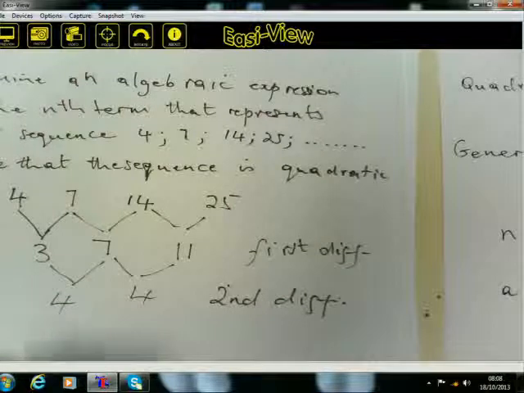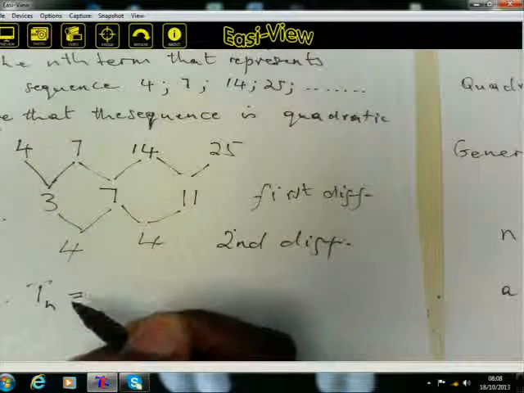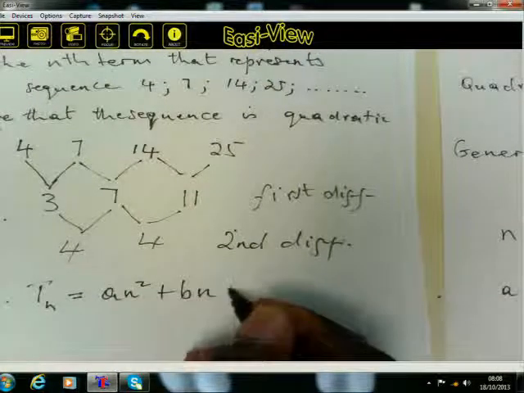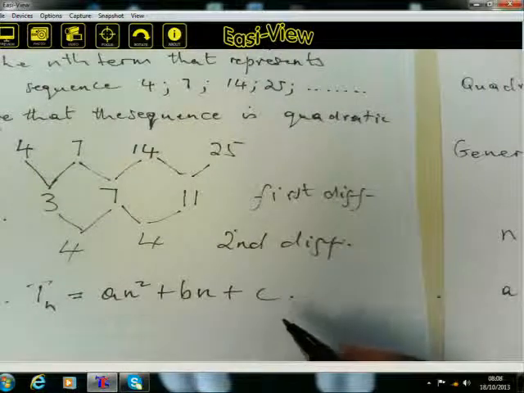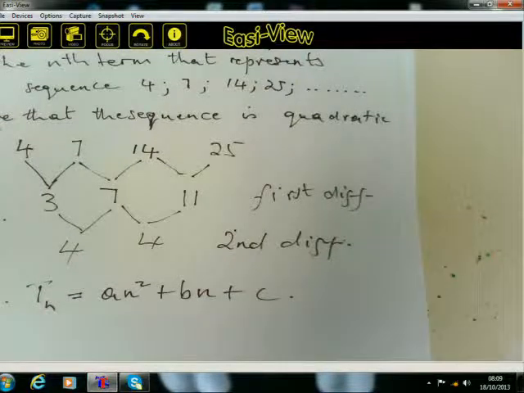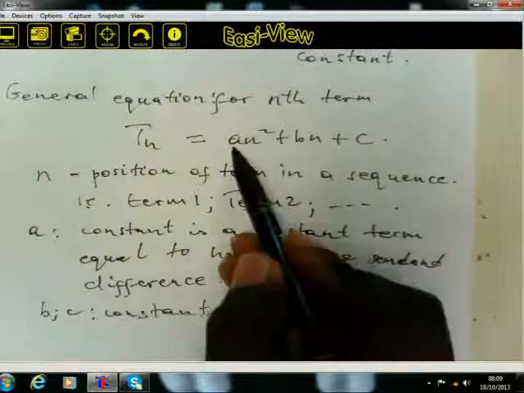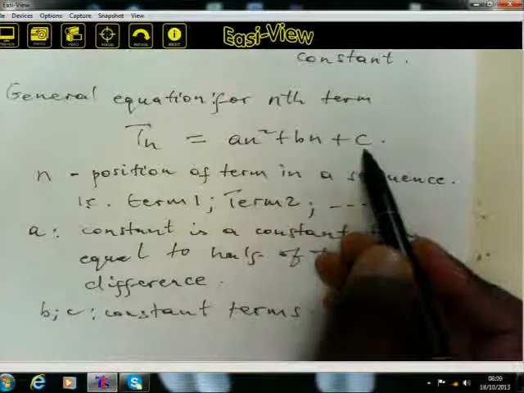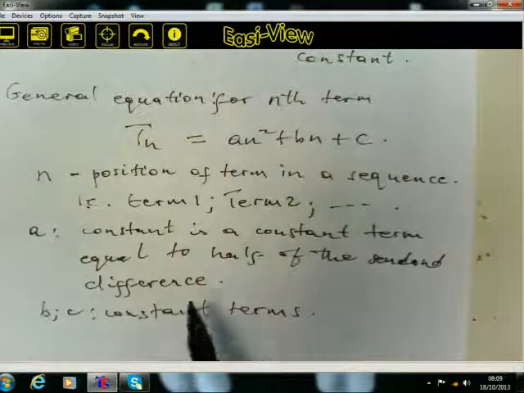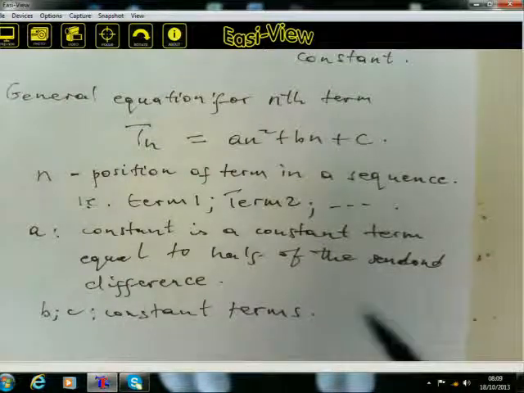Now, therefore, it means that the formula Tn, which equals an squared plus bn plus c, holds if you want to use it. Now, we go back to our constants. I said a, b, and c are our constants. Now, a, as I said, is a constant term that is equal to half of the second difference.